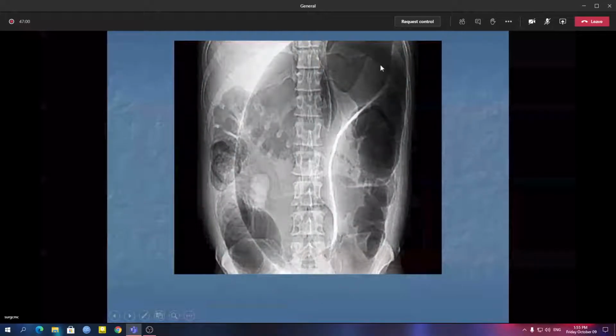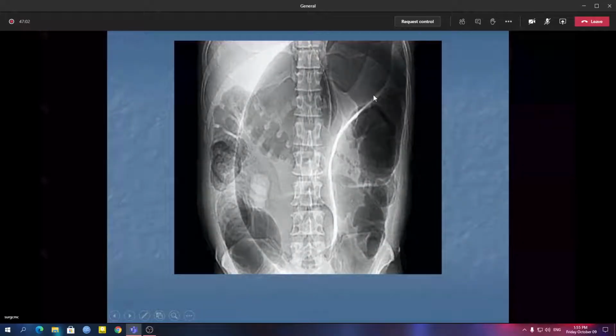This is again a picture of a volvulus. This is the intervening part, and this is the hugely dilated sigmoid colon.